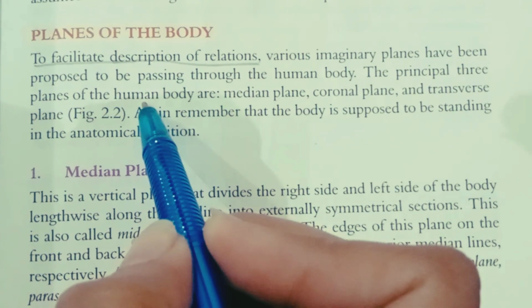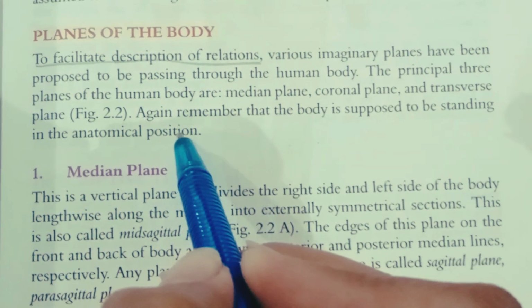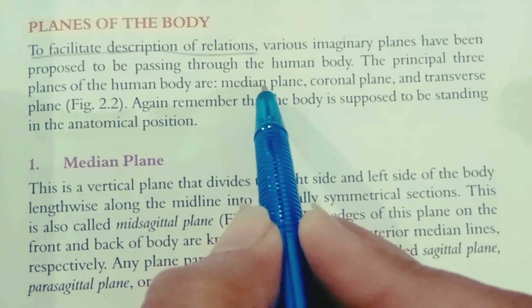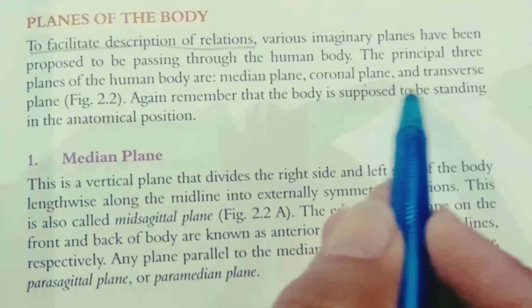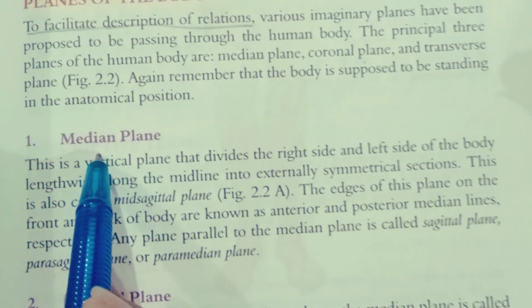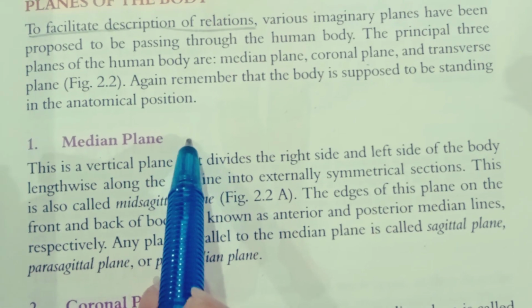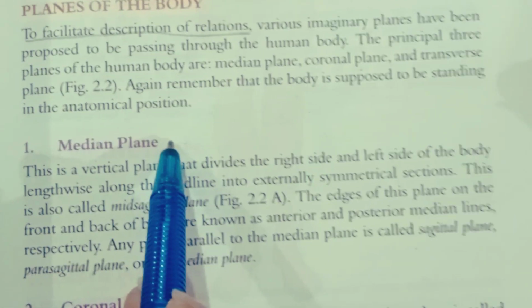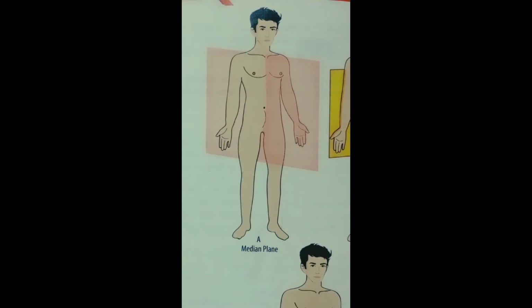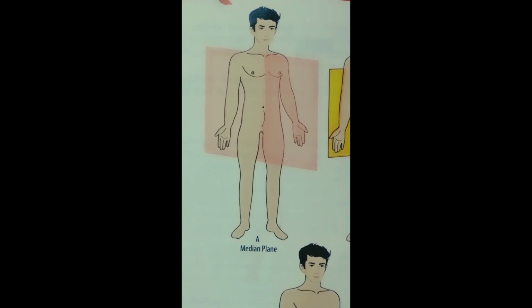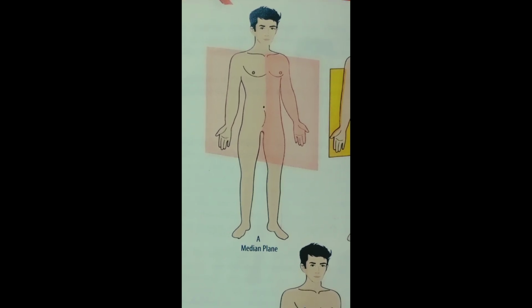For description of relations, various planes have been proposed. Median plane, coronal plane, transverse plane. What is median plane? It is a vertical plane which divides the body into right and left equal parts. You can see from this image vertical line dividing body into right and left equal parts. It is a median plane.